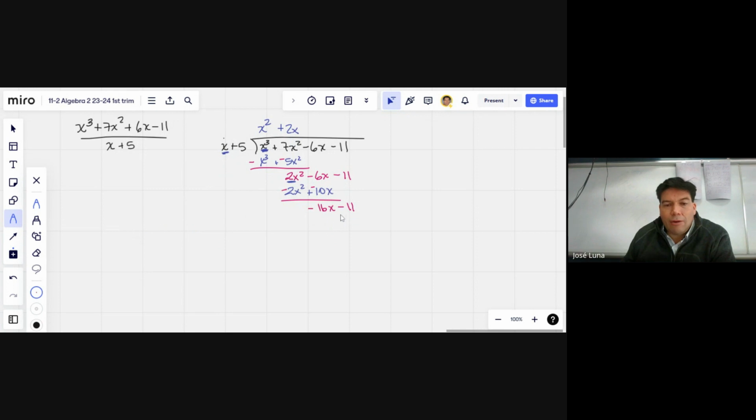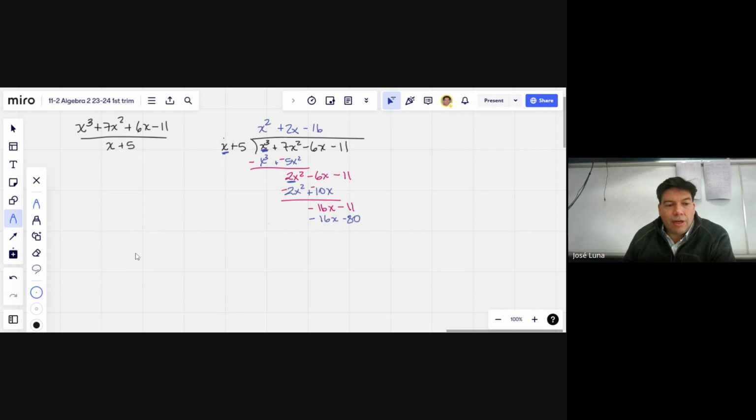Okay, now we go back and do the same thing one more time. Negative 16x, x times what is negative 16x? Well, it's pretty obviously negative 16. So then we multiply. Negative 16 times x is negative 16x. And negative 16 times 5 is negative 80.